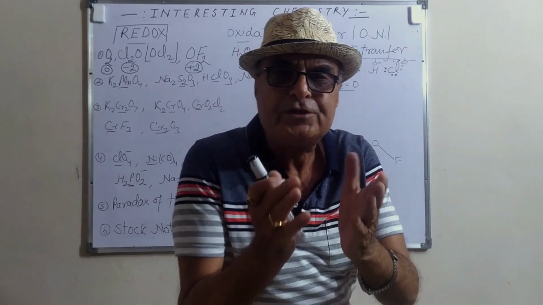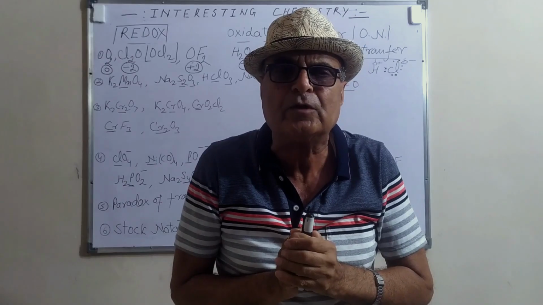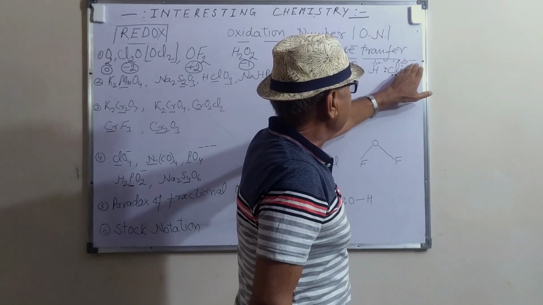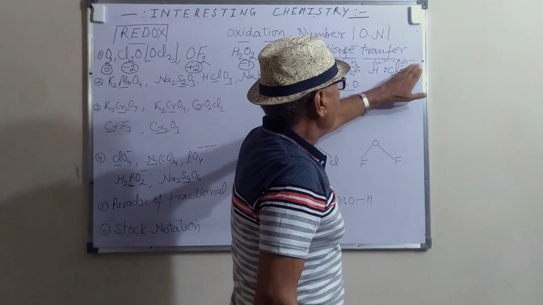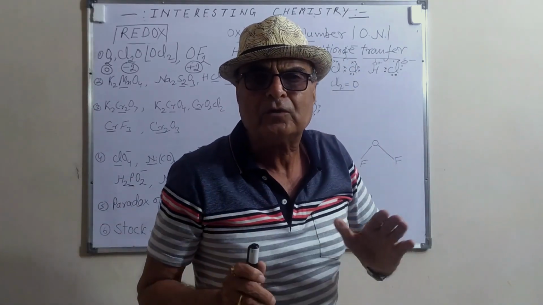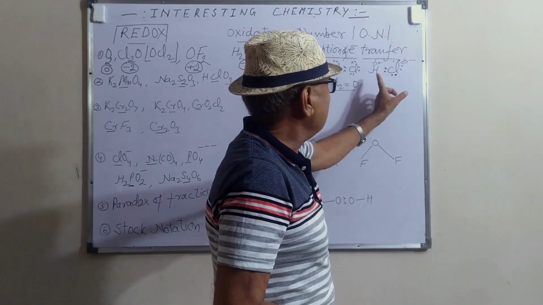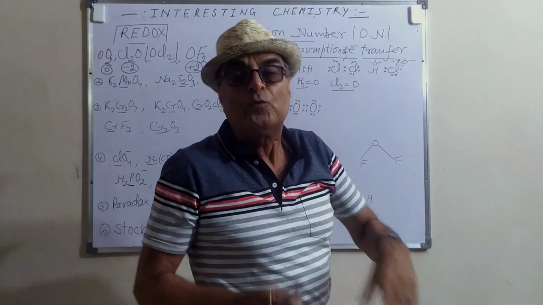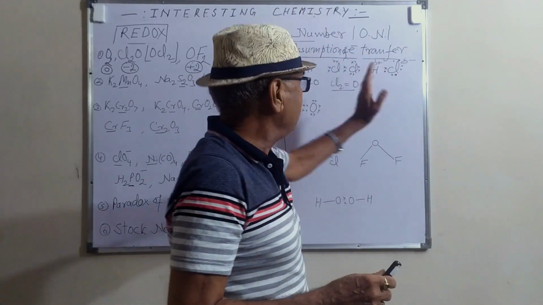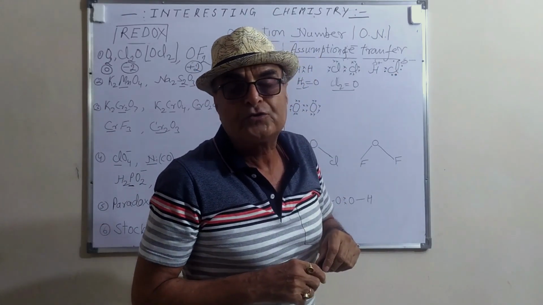It is a slight shift towards the chlorine, towards the more electronegative element. So a partial negative charge has occurred on the chlorine. Now we assume that there is an electron transfer. Without this assumption, we can't count the oxidation number.